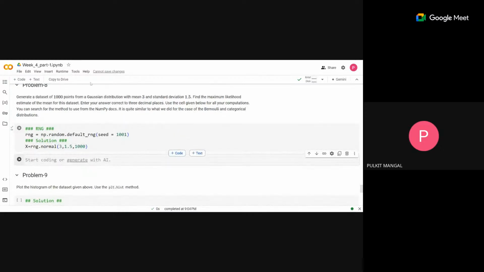Now what you have to do is calculate the MLE for the mean of the data set. What is the MLE for mu in the normal distribution? What is the MLE for the mu parameter in the normal distribution?